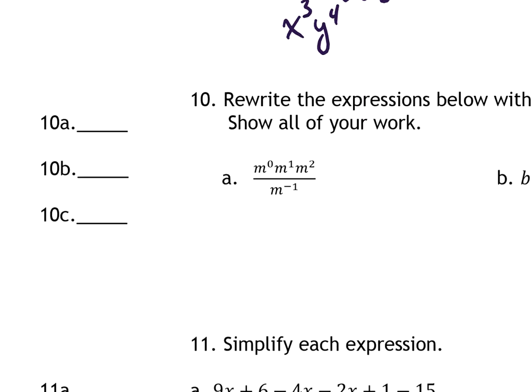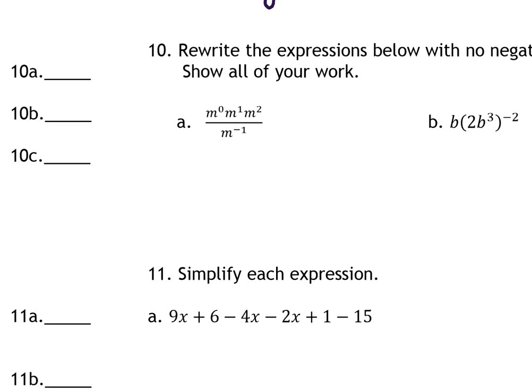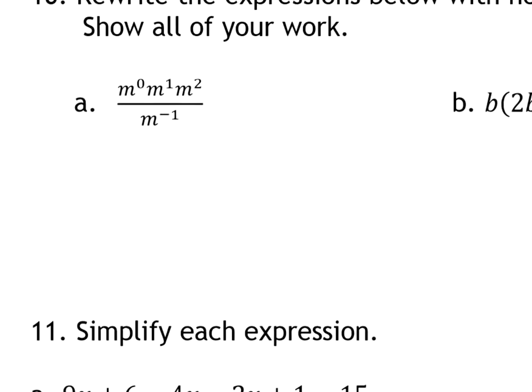Okay, let's go down to 10. There were three expressions, all involving exponents. In A, you can see we've got this m to the 0 power. And I think most of us are comfortable with the fact that m to the 0 power is equal to 1. The next thing I've got is an m and then two more factors of m. So if I write it out, there's an m and then an m and another m. So in my numerator right now, I have 3 factors of m. I could write that as m to the third.